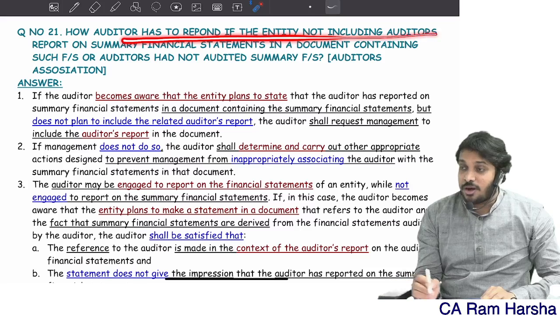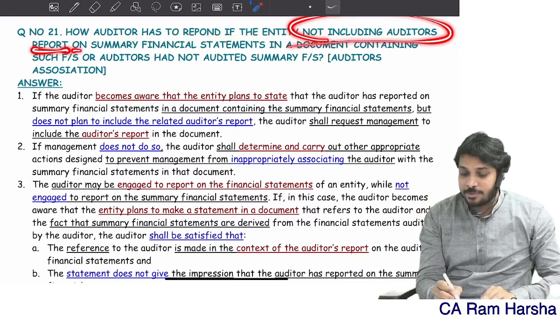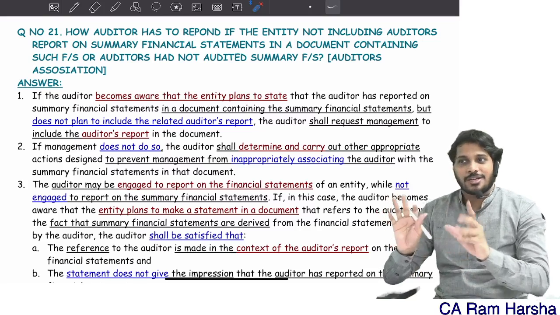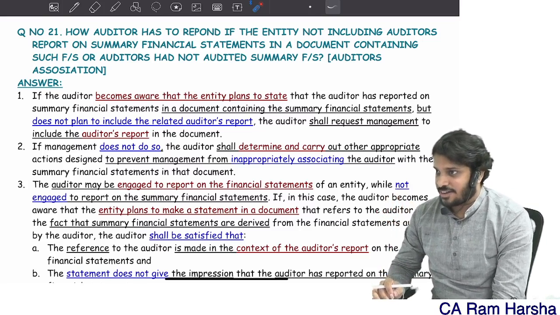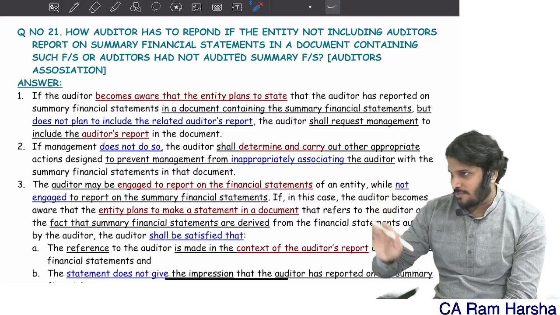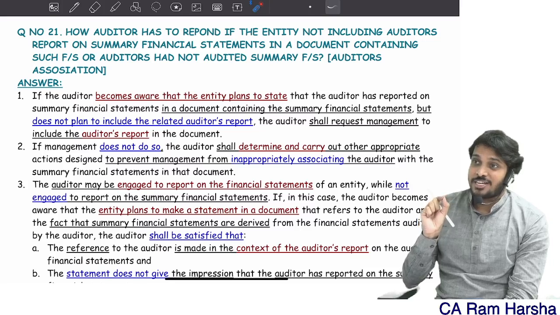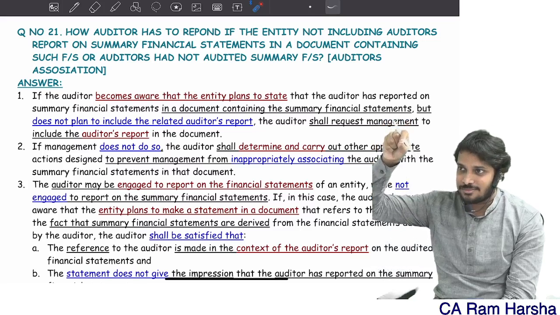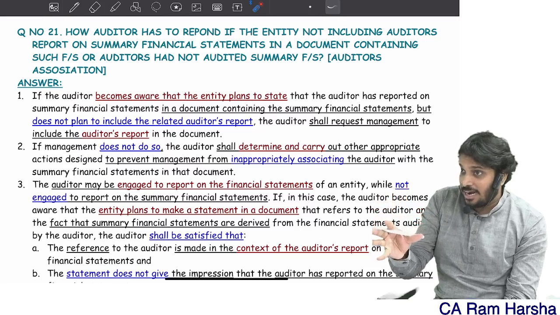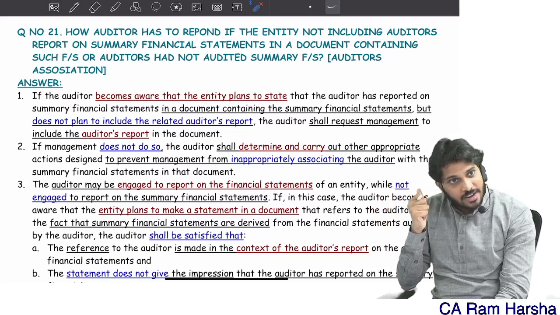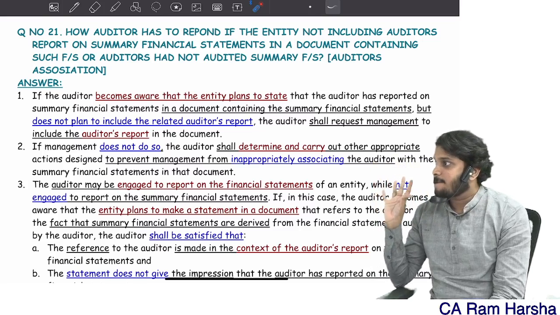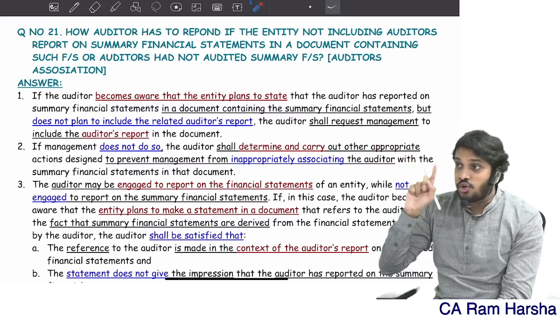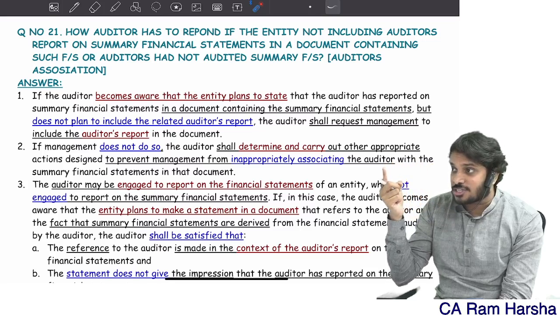How does the auditor have to respond? If the entity has not included an audit report on summary financials in a document containing such summary financials, or the auditor has not audited the summary. What is this? Very simple. Suppose the company prepared summary financials but didn't ask you to report on them. But the summary financial statements are presented along with audited financial statements and the report on them, where it appears to the public that you gave a report even on the summary when in fact not so. The auditor has to request management: please clearly differentiate. Don't give an impression that I have audited the summary financials.